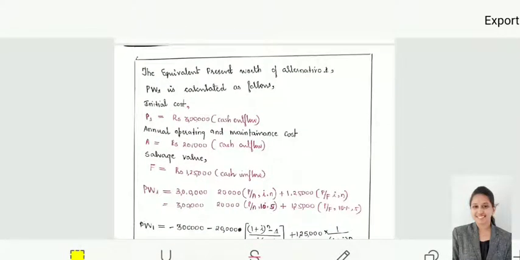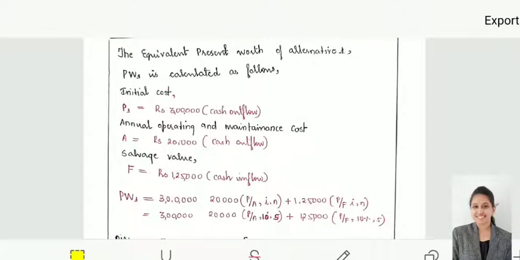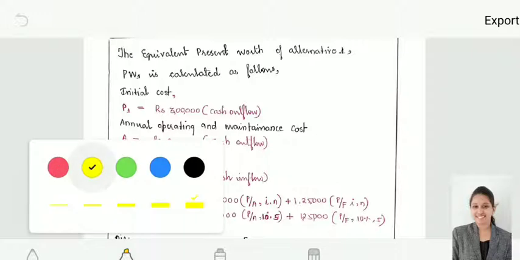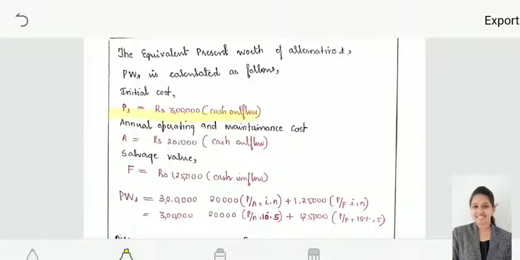So check here. It goes like this: the equivalent present value of alternative 1, how is it calculated? The initial cost, I have used different colors here. The initial cost is 3 lakh rupees, that is a cash outflow, so it should be negative. The next one is the annual operating cost, that is 20,000, which is also a cash outflow, so it should be negative. Whereas the salvage value is a cash inflow, that is 1,25,000 rupees, therefore it should be positive.